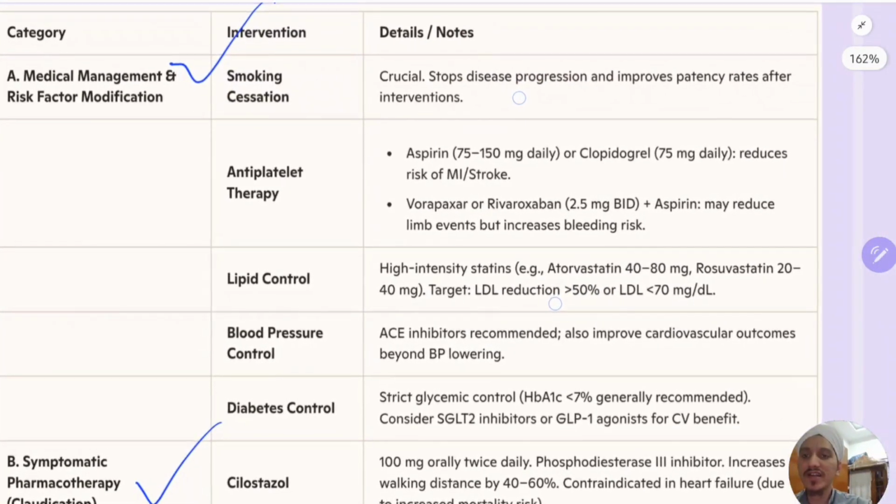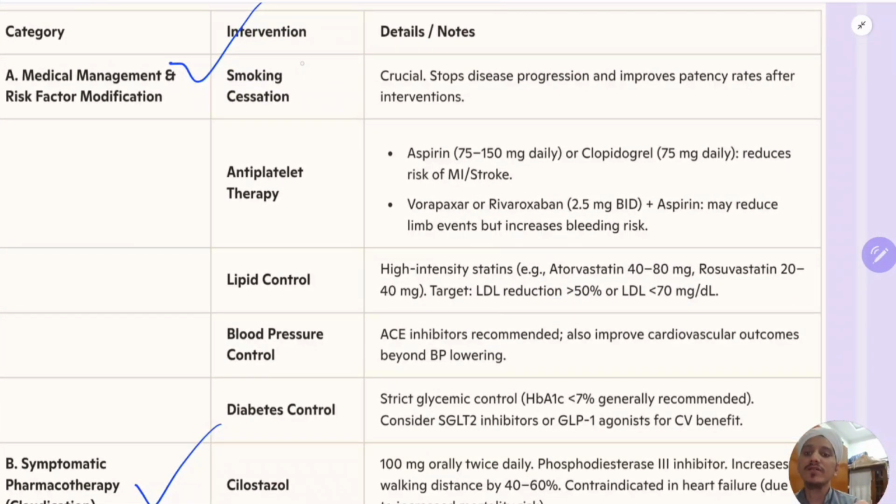Medical management and risk factor modification. Okay, so the main thing is you are modifying the risk factors. You are not seeing only the limb which is involved. You are seeing the whole picture of vascular system, and accordingly you are acting, so that the patient should not develop major events like stroke or MI.